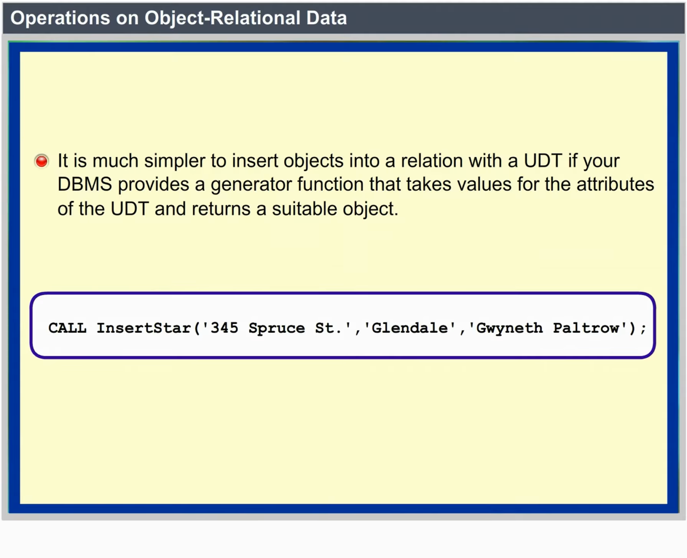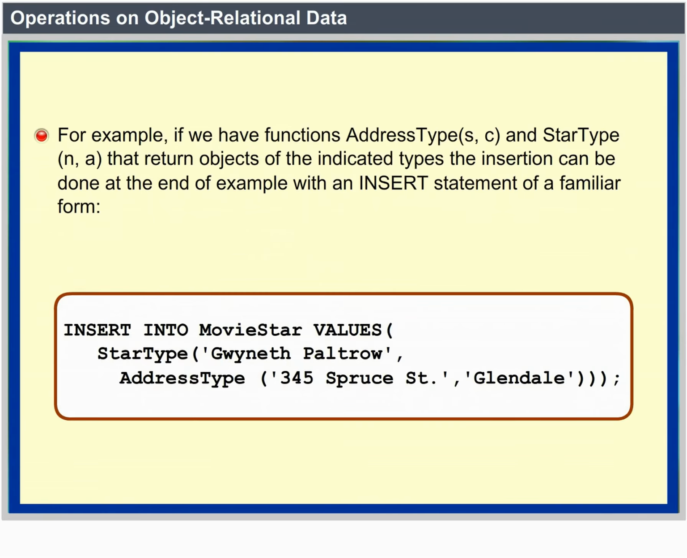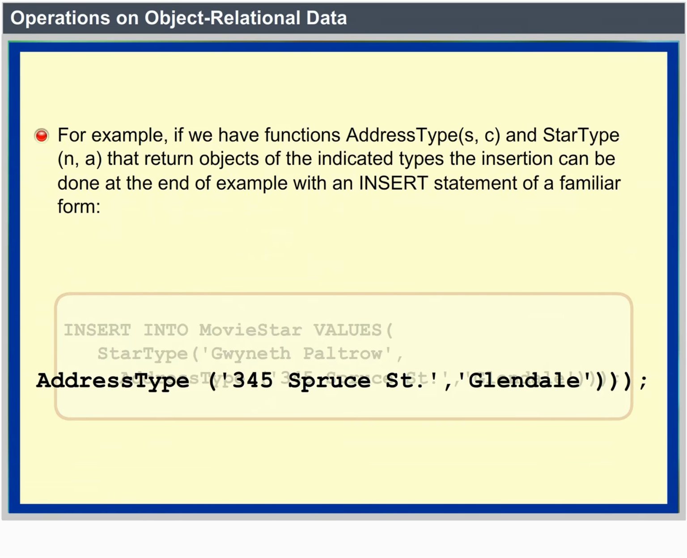For example, if we have functions AddressType(S, C) and StarType(N, A) that return objects of the indicated types, then we can make the insertion at the end of the example with an INSERT statement of a familiar form. Ordering relationships on UDTs.